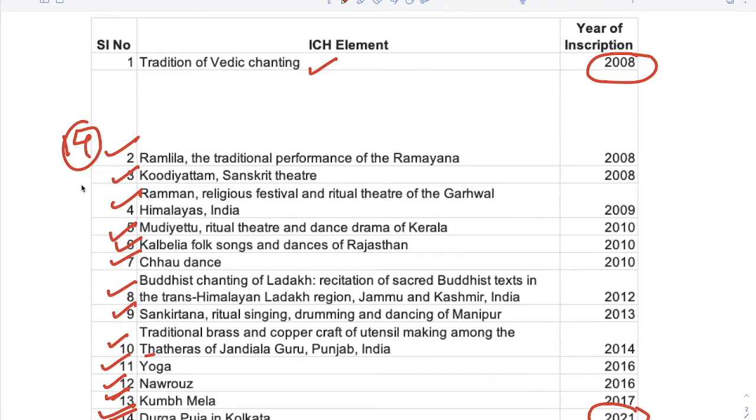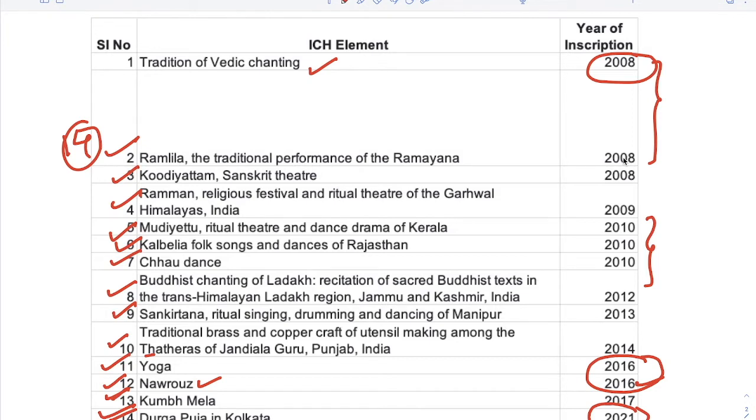And you have to remember the year of inscription also, because you may get a question in civils, UPSC, or in any state government exams, like in which year the Navroz festival was inscribed in UNESCO's ICH. You may get a question like that. That is 2016. Okay, 2 were inscribed in 2016 and 3 were inscribed in 2010 and 3 were inscribed in 2008. You have to remember the years also.